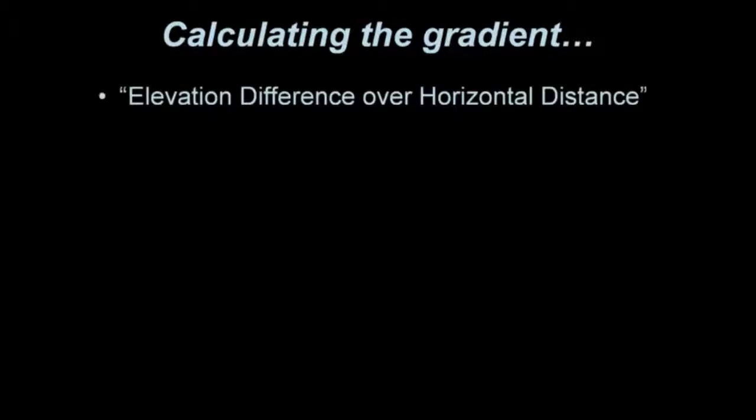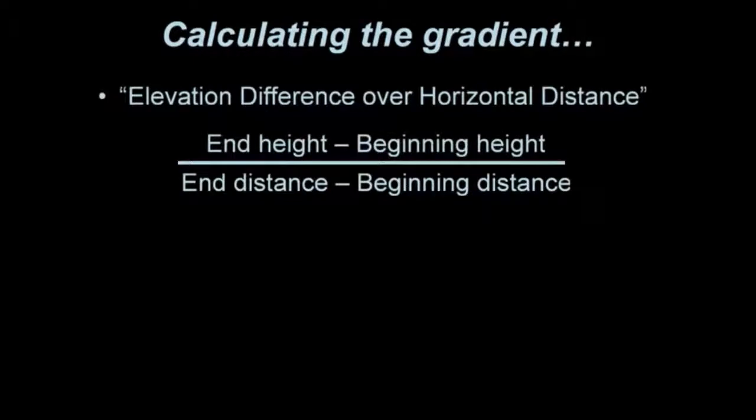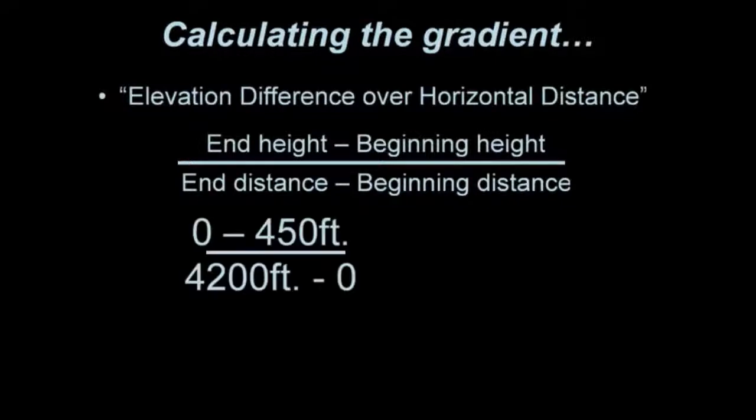In terms of calculating the gradient, we did this in the previous lab, so we'll just continue on. Once again, it's elevation difference over horizontal distance. Here's the formula: the end height minus the beginning height, divided by the end distance minus the beginning distance. As we mentioned beforehand, we started at an elevation of 450 feet. So that's our beginning height. Our end height, where the stream ends, is at 0. It's at the shoreline. And so we fill those numbers into our formula.